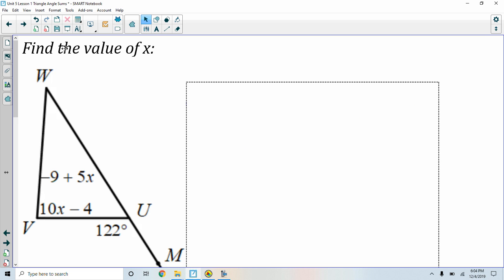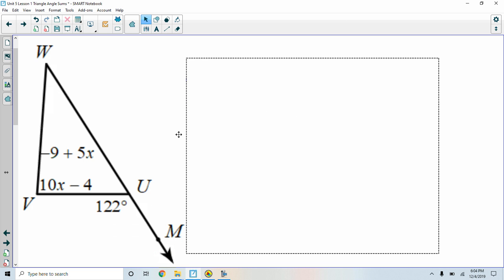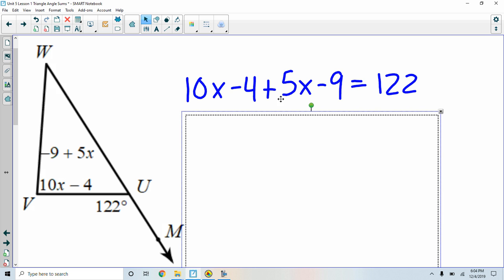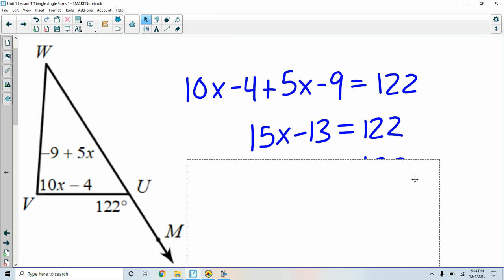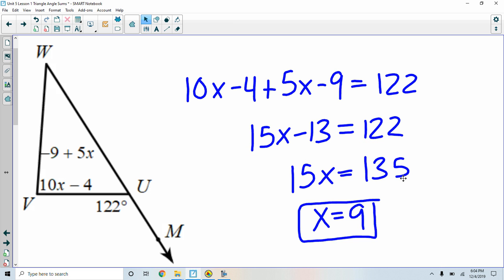So, of course, we'll make it a little more complicated. The relationship still holds true. This angle represents angle W and angle V, and at angle U, I have the exterior angle. So I can add those 2 together and make it equal to the third one, or the exterior angle. Combine like terms and solve to find x to be 9.